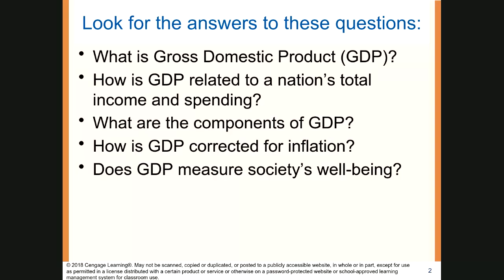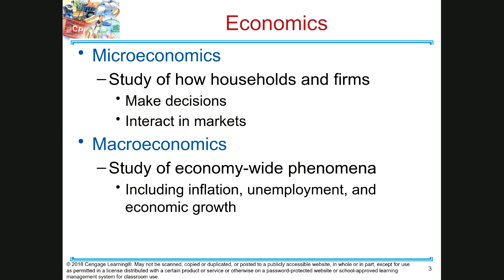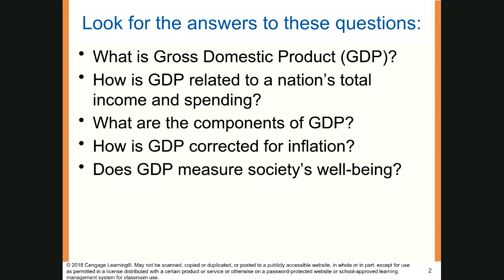GDP. We're going to answer these questions in this chapter. What is GDP? How is GDP related to a nation's total income and expenditure or spending? What are the components of GDP, and how is GDP connected to or corrected by inflation? What does that have to do with inflation? Does GDP measure society's well-being? We're going to answer all these questions in this chapter.